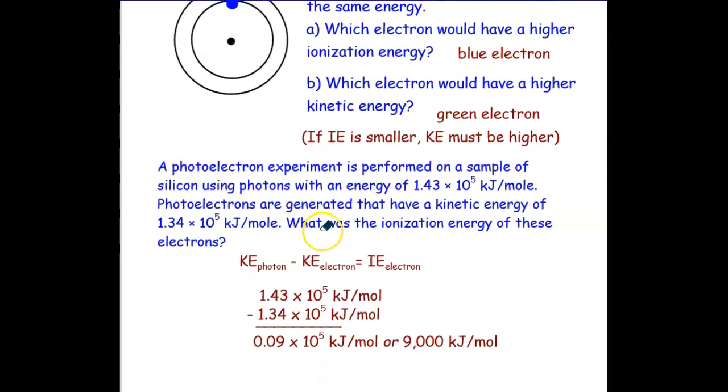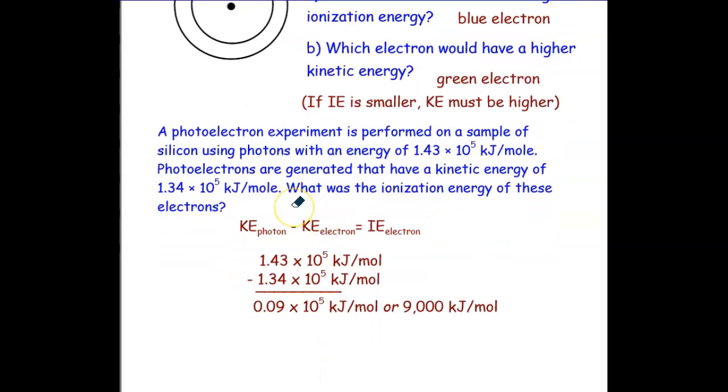In the last question, there are a lot of words, but it comes down to this. We can measure the kinetic energy of both a photon and an electron. By rearranging the equation we saw above, we can use subtraction to find the ionization energy of the electron. We can see it's about 9,000 kilojoules per mole.